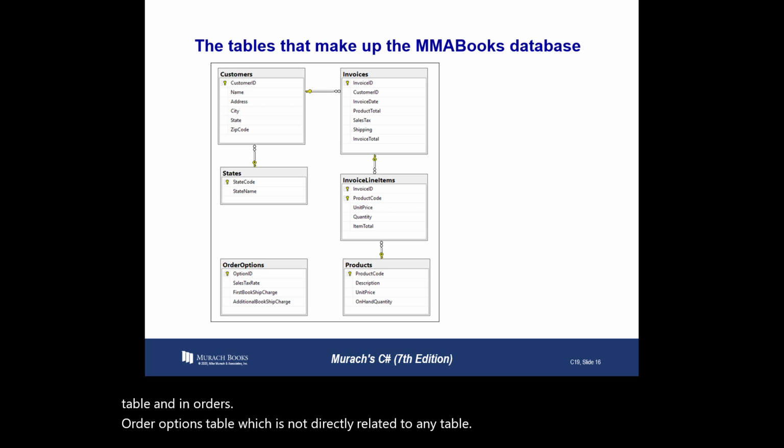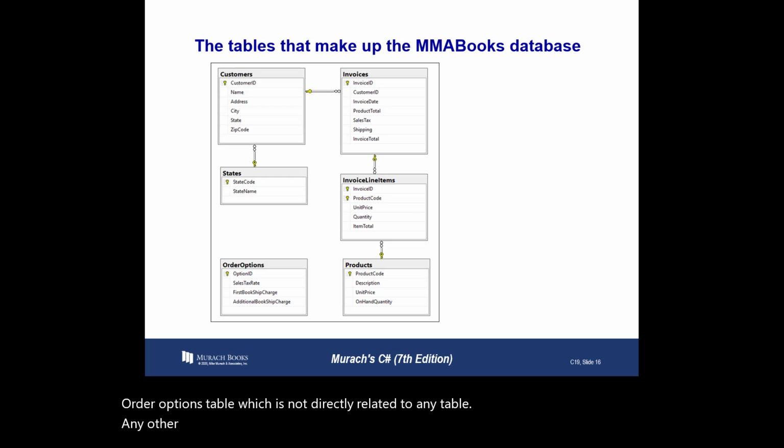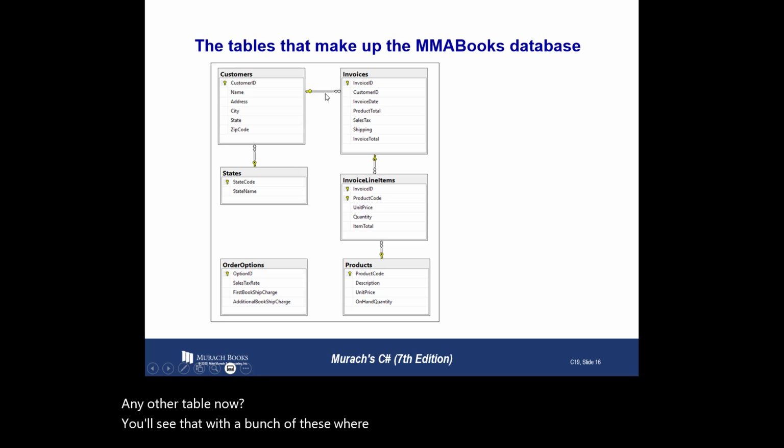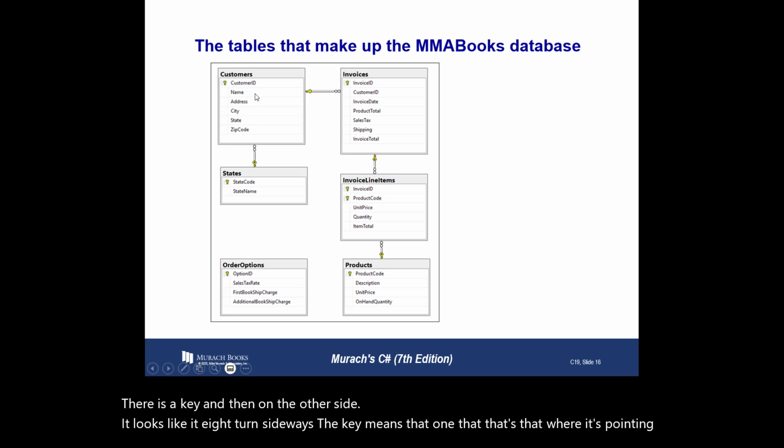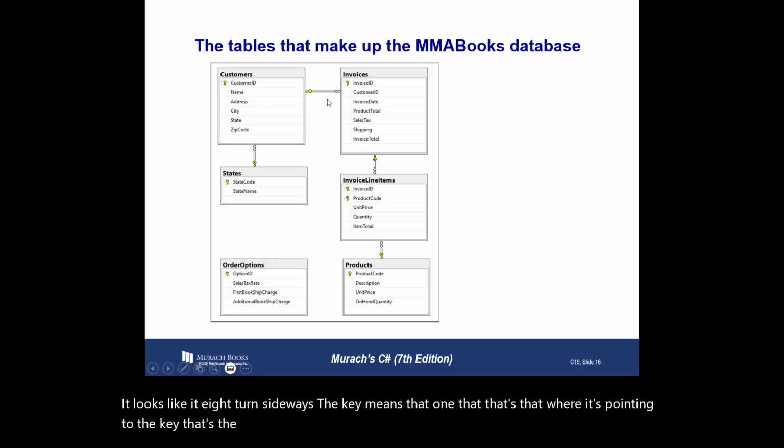Now, you'll see that with a bunch of these where they're showing the relationship, there is a key, and then on the other side, it looks like an 8 turned sideways. The key means the one where it's pointing to the key, that's the parent or primary table. The one where the 8 is pointing is the child table.